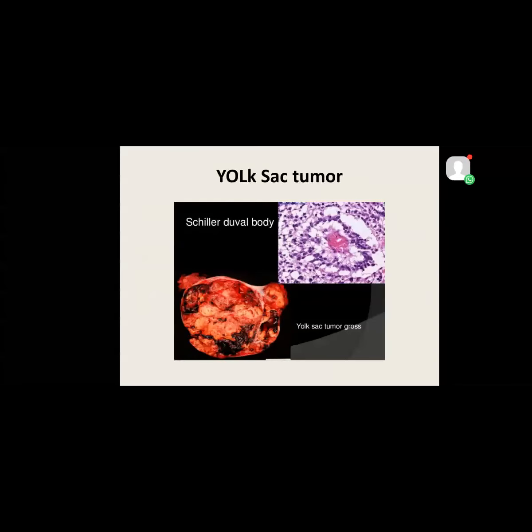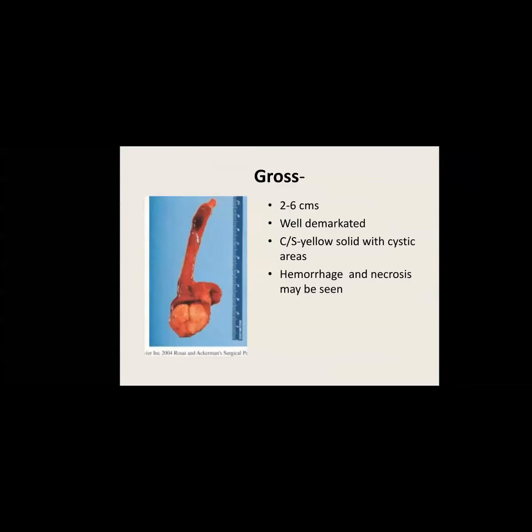How will the yolk sac tumor appear grossly? You have to remove the yolk of the egg. This picture shows the gross and the light microscopic picture. As I told you, they will appear yellow with solid and cystic areas. Usually they are 2 to 6 centimeters and well demarcated. They will show areas of hemorrhage and necrosis.